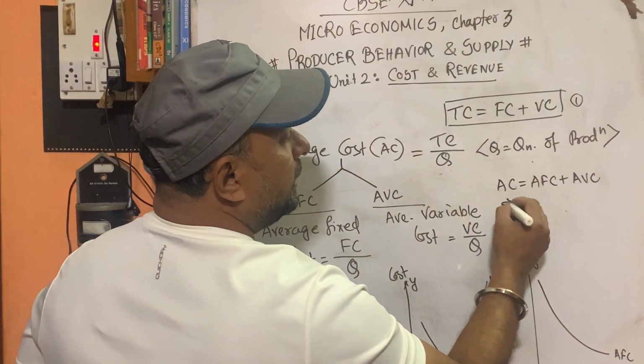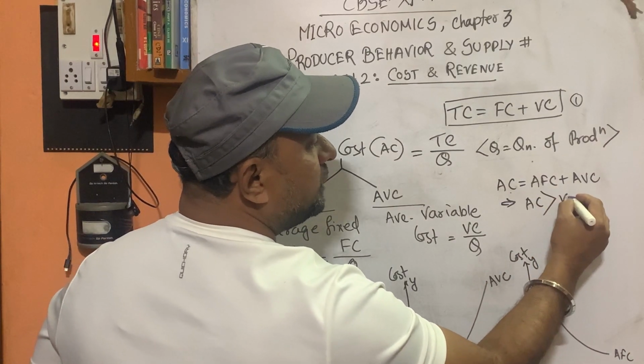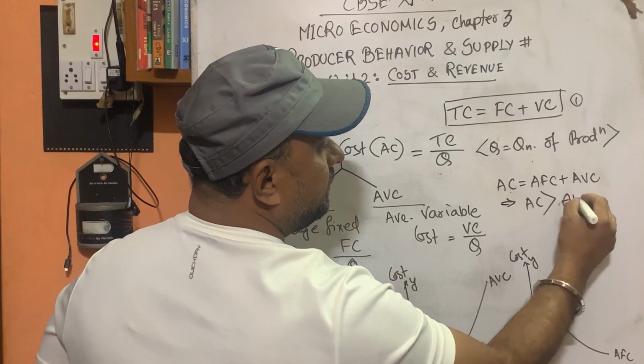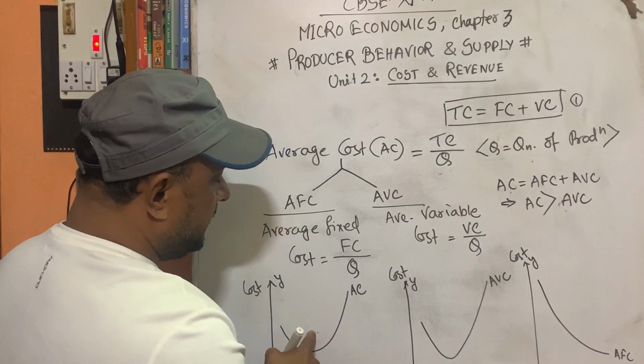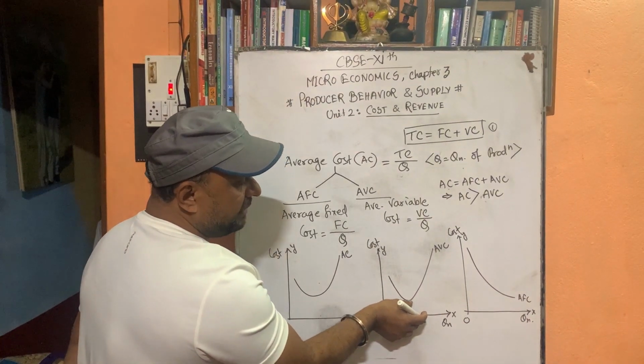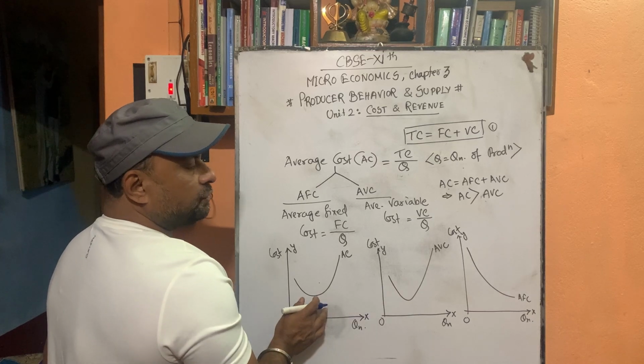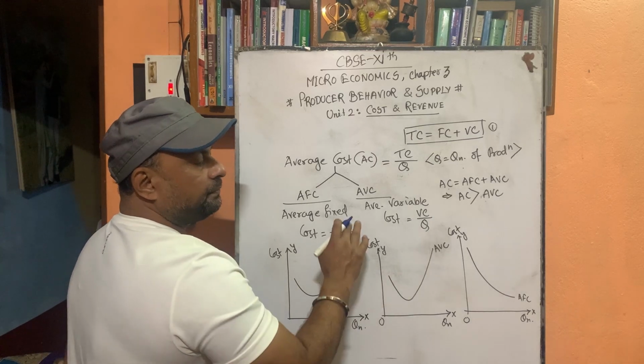Now if AC is the sum of these two, then what happens? AC must be more than average variable cost. So the AC curve is above the average variable cost curve. The gap is less here, and here the gap will be more. So this is the only difference between these two. But both are U shape.